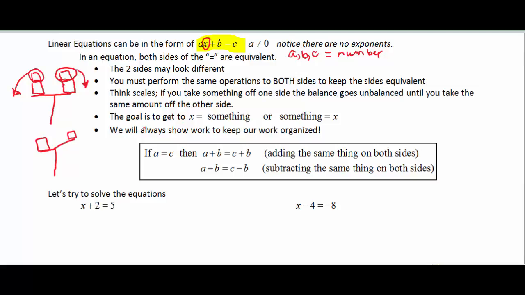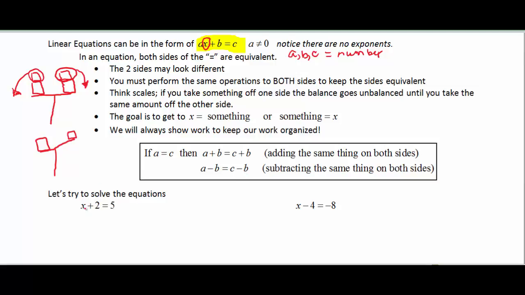So the goal that we're trying to get to is x equals something, or something equals x, where x is on one side all by itself, 1x. And if we keep things organized, it shouldn't be too difficult. So here's the process that we're going to do. A equals c is going to be the kind of idea we have: something on the left-hand side equal to something on the right-hand side. If I add the same thing to both sides, then it's still equivalent. And if I subtract the same thing from both sides, it's still equivalent.